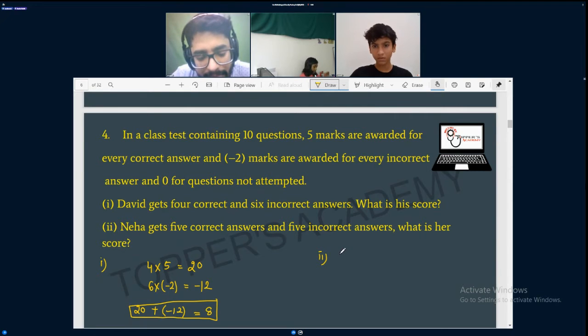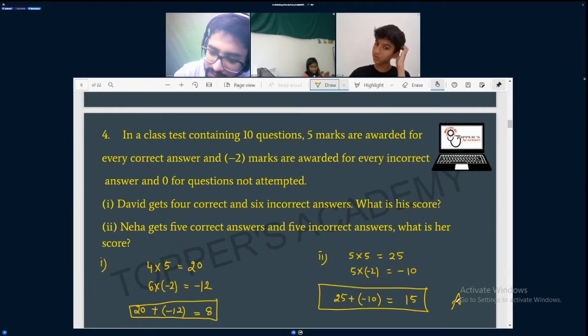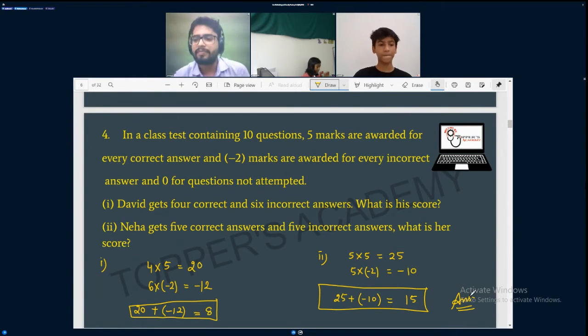In the same way, you have 5 correct answers, so 5 into 5, 25. And the second statement is 5 incorrect answers. So 5 into minus 2 gives you the answer minus 10. So the total score is 25 plus minus 10, that gives you 15. This is Neha's score. Any doubt in these? No, sir. Okay.